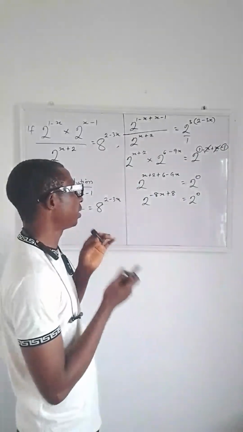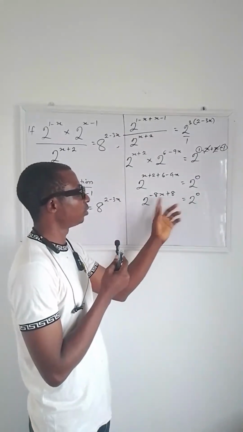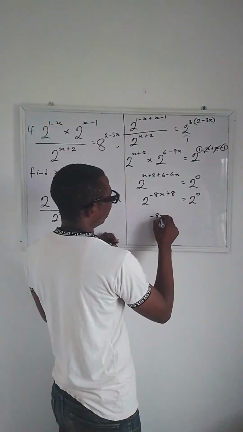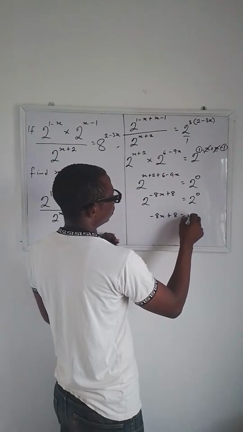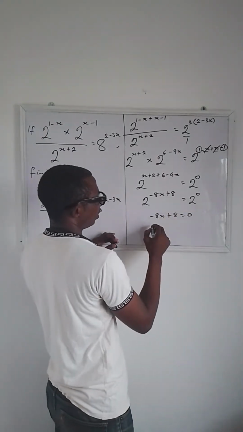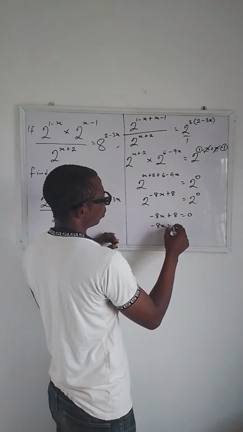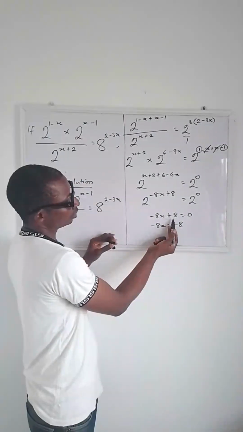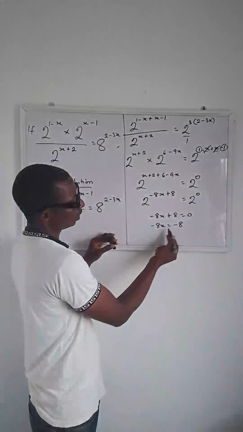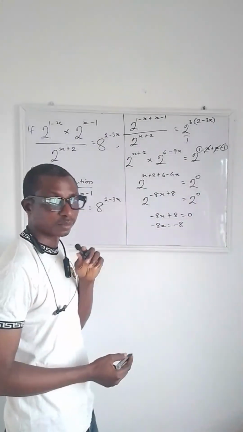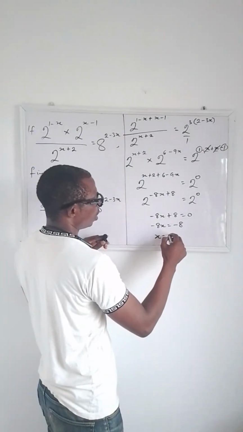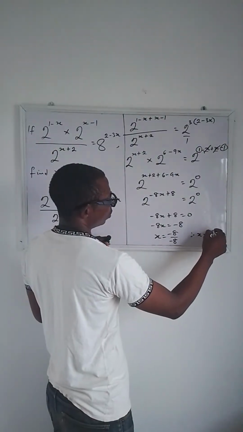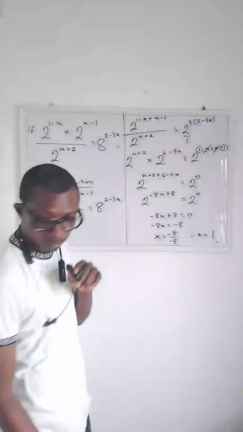Okay, so now here, the base is the same, so you can equate the powers. We have minus 8x plus 8 equals to 0. Let's move this one to this side. We have minus 8x equals to minus 8. Don't forget the sign will change. Now you divide both sides by minus 8. So you have x equals to minus 8 over minus 8. Therefore, x equals to 1. So that is the answer to the problem.